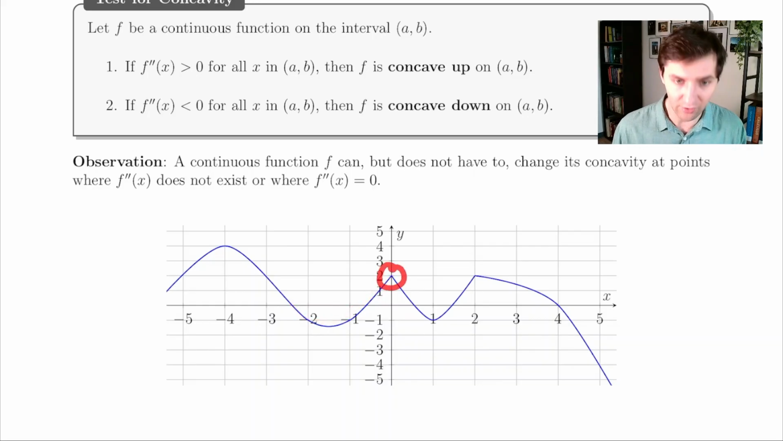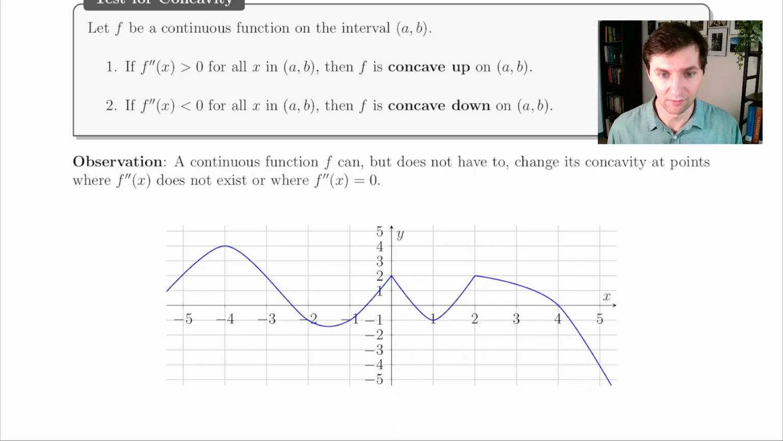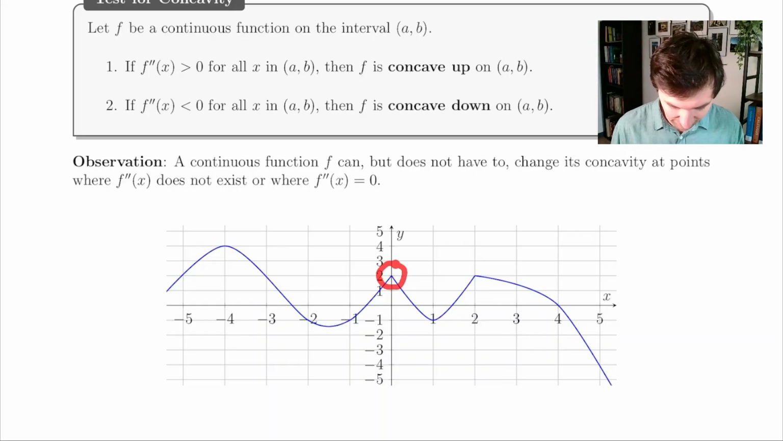And I see a corner here. A corner indicates that the first derivative doesn't exist. Because the first derivative doesn't exist, the second derivative also doesn't exist here. And look what happens at the place where the second derivative doesn't exist. The function goes to concave up, and then continues being concave up. What about here? The second derivative doesn't exist because the first derivative doesn't exist there. And in this case, the function changes from concave up to concave down.